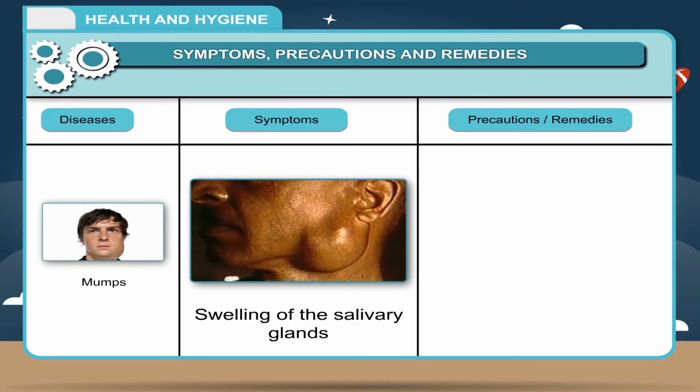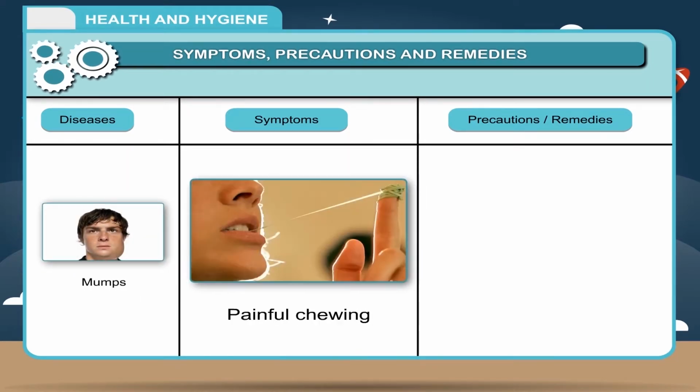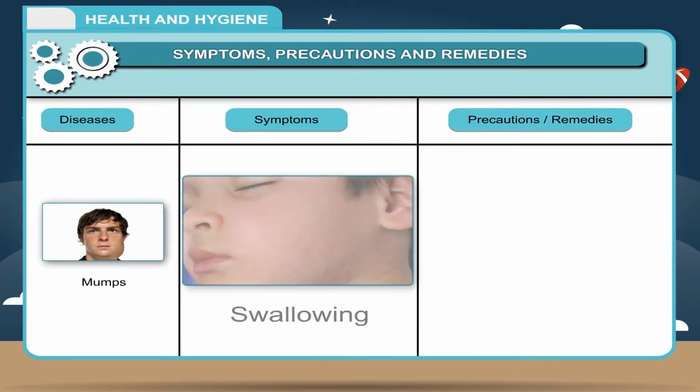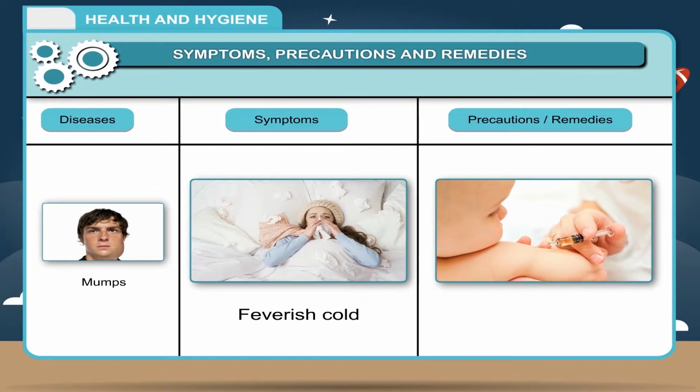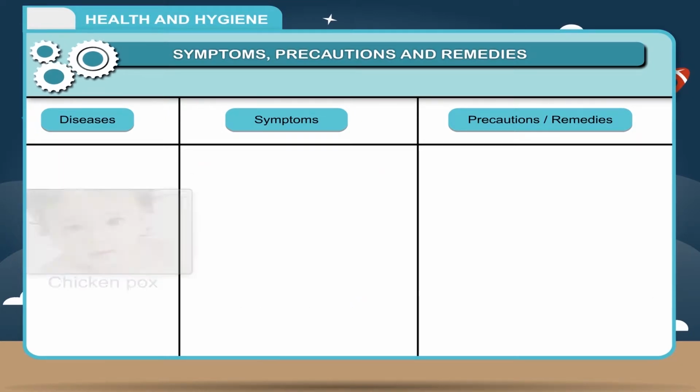Mumps. Swelling of the salivary glands, painful chewing and swallowing, feverish cold. The vaccination during childhood provides immunity from this disease. The person once attacked by the disease usually gets lifelong immunity.